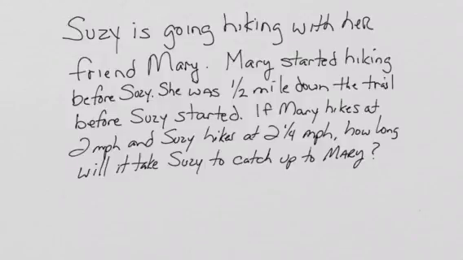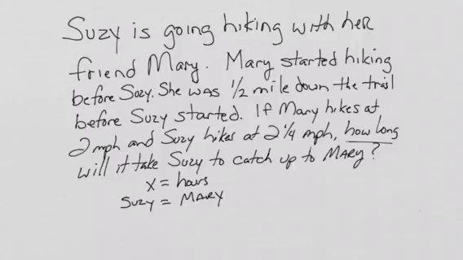Okay, so think about this problem just for a little bit. We're going to use our 5-step process. First, we have to identify our variable. X equals how long, or in this case, hours, it will take for Susie to catch up. Now let's put this in words. We want to know when Susie will equal Mary, and don't forget Mary got a head start.